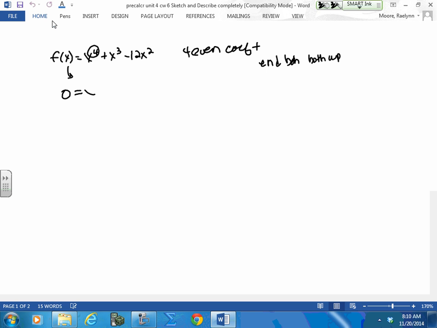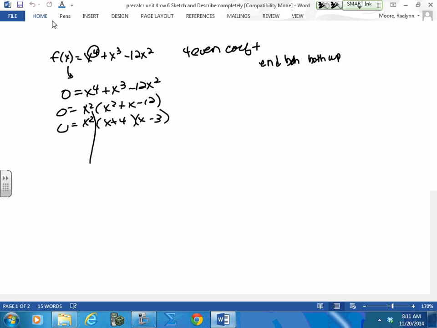Find your zeros. You need to factor. I don't want you putting it in your calc to find your zeros. You need to do this algebraically. What can I factor out of this? I can factor this again, right? To what? X plus 4, x minus 3. Okay, here's your double root. We should have 4 zeros, 3 turns, 2 inflections.